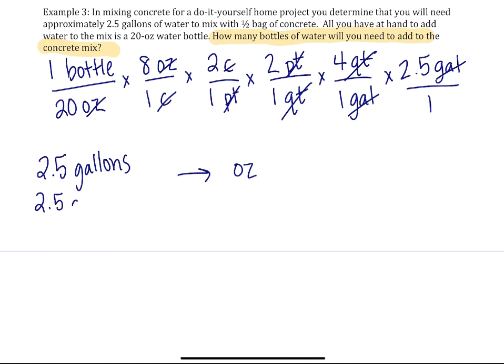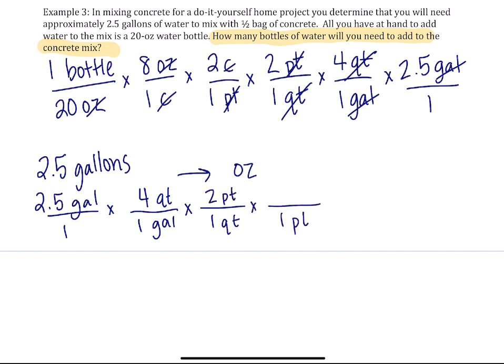And so you would take the 2.5 gallons, set it over 1, and then we know that 1 gallon is 4 quarts. We know that 1 quart is 2 pints. We know that 1 pint is 2 cups. And we know that 1 cup is 8 ounces. So notice we had almost the same conversions here. On this one, you have 2.5, you multiply by 4, you multiply by 2, you multiply by 2, and you multiply by 8, and you have 320 ounces.